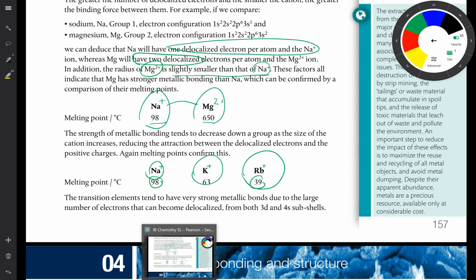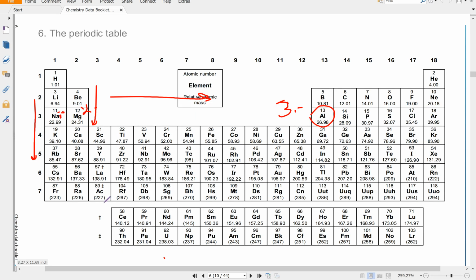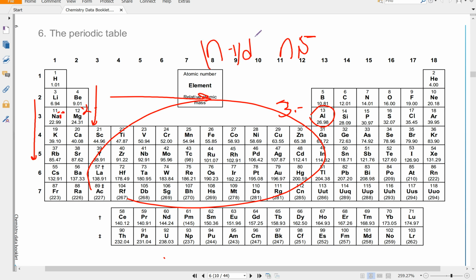Transition elements, which are here in the middle of the periodic table, have very high melting and boiling points because they not only lose their ns electrons, but they can also lose (n-1)d electrons, because the energy level of d electrons is very close to the s orbital, and both of them can be delocalized. So they have a lot of negative charge in the sea of electrons, and the charge of the cation is very big, which results in the high melting point.